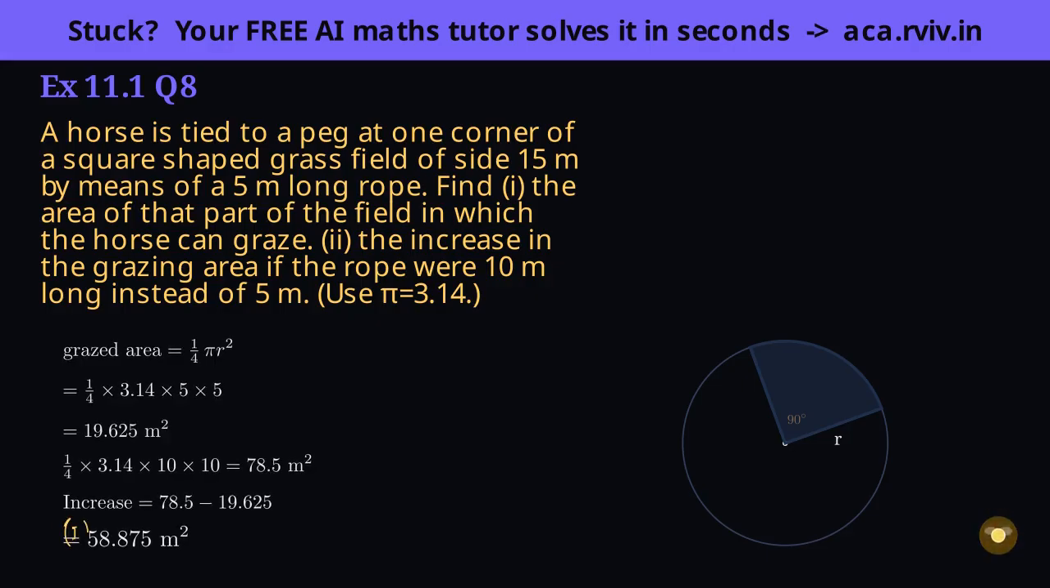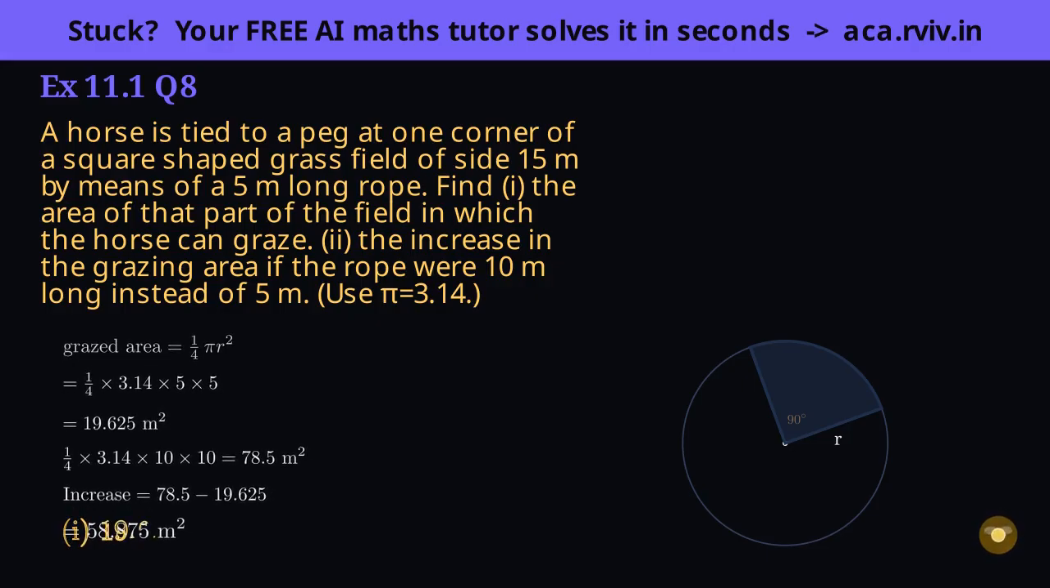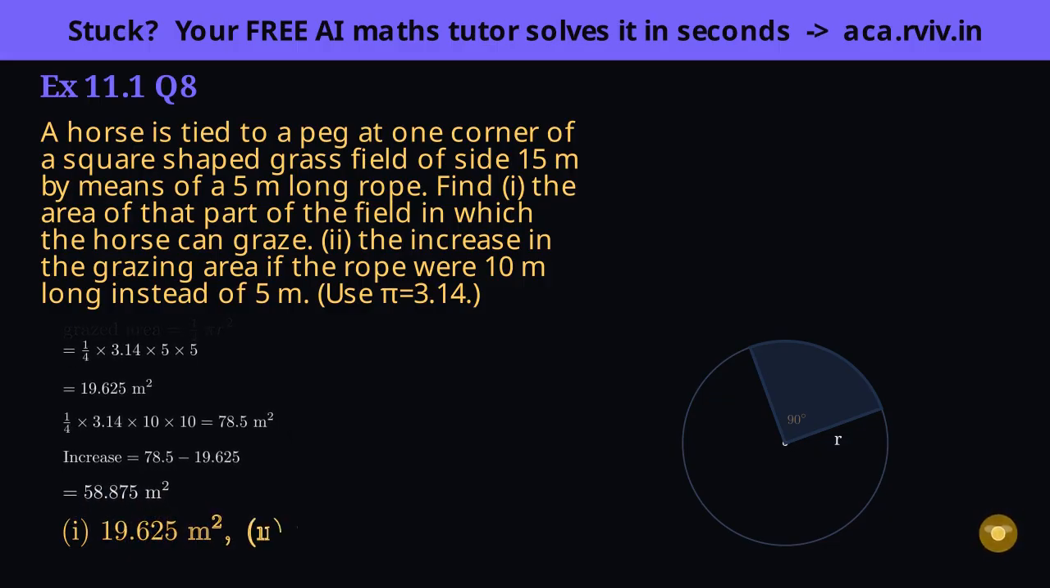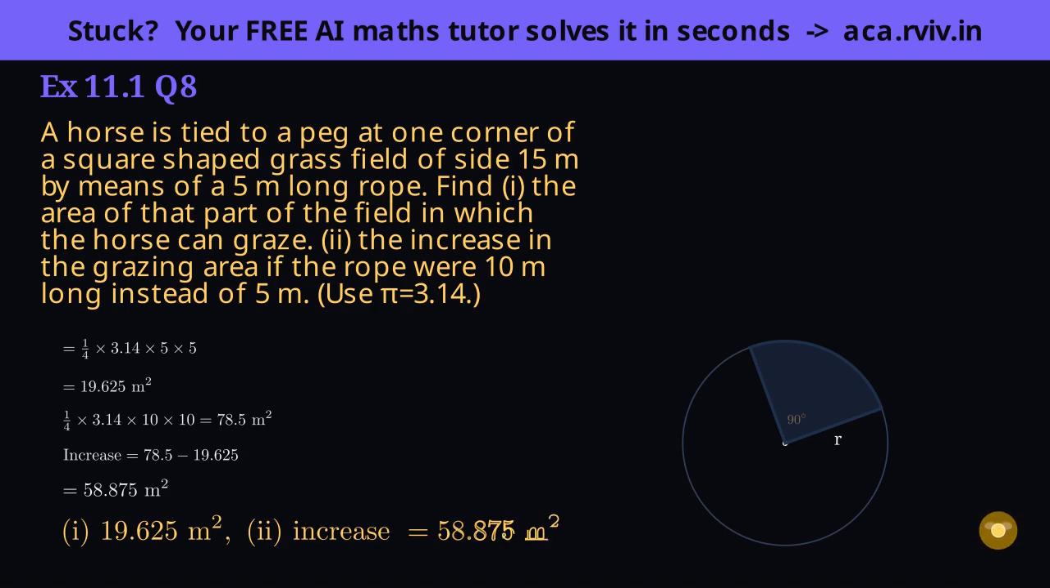The picture to store: a rope, chain, or beam anchored at a square's corner always sweeps a quarter circle, because the corner angle is exactly 90 degrees. And when a question says increase, give the difference, not the new figure.